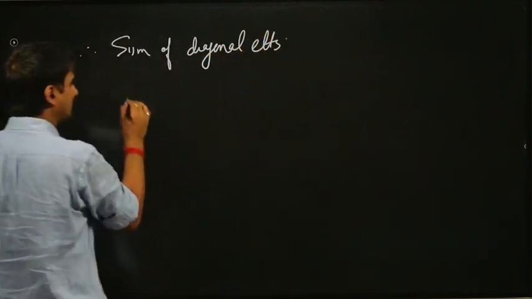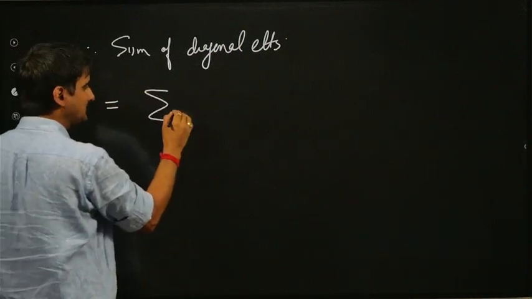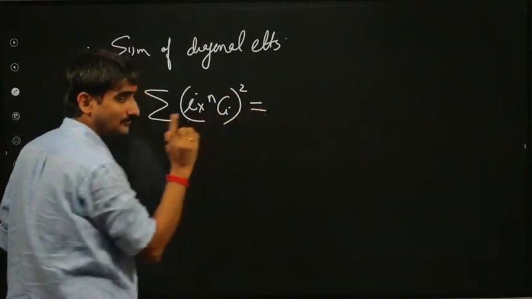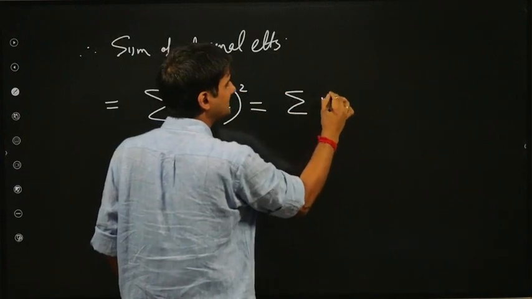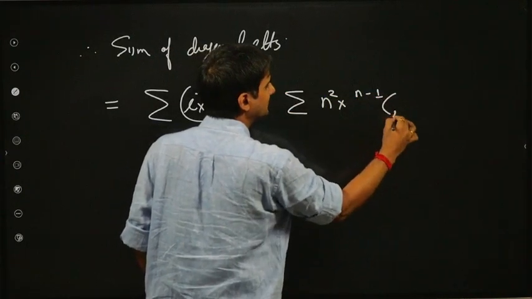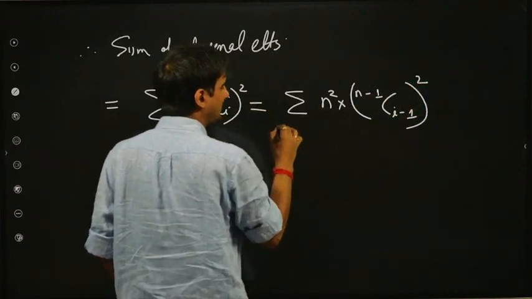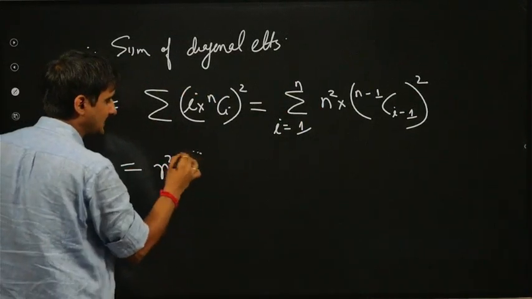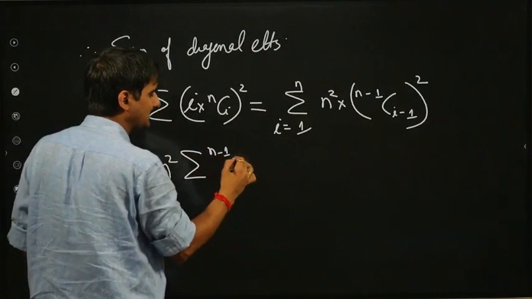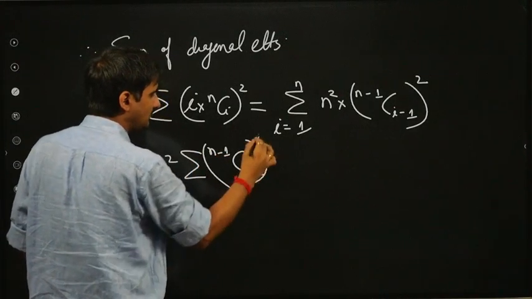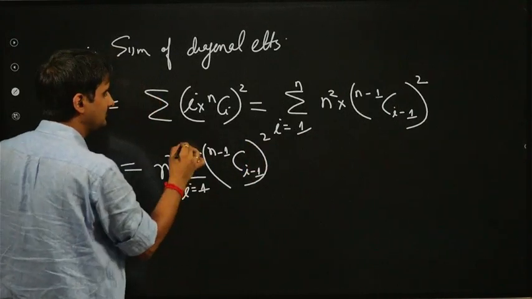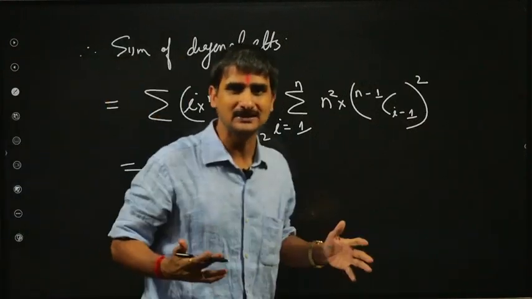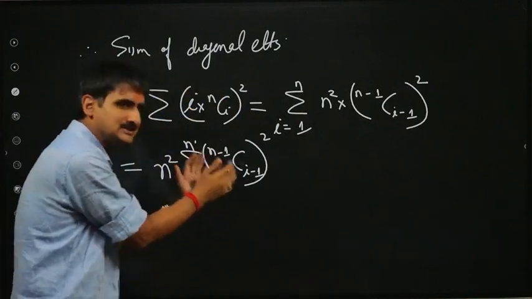So how much is the sum of diagonal elements? Again I am writing i into nCi whole square, which we can simplify as n square into (n minus 1 C i minus 1) whole square, i goes from 1 to n. See, in one question we are using so many things. Now how to get a series of this type?